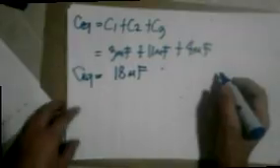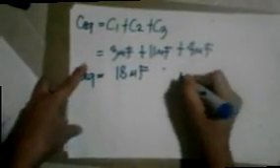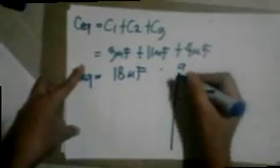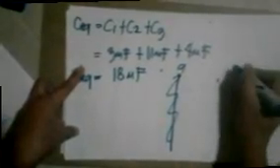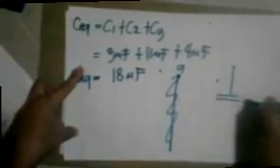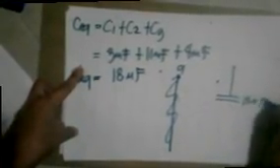Then our reduced network would look like this. This is our 18 microfarad capacitor. This is our 9 microfarad capacitor that is from point A to point B. Now, we are left with only these two capacitors.